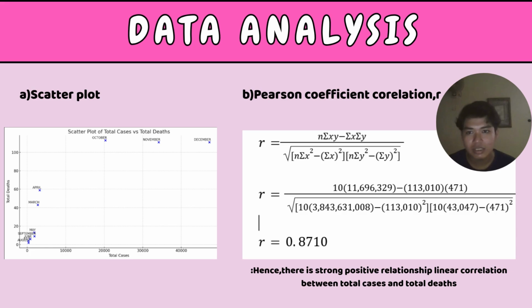I will continue with data analysis based on the data we have collected. So we can make a scatter plot for total case versus total death. And then we continue with the Pearson correlation coefficient to find R.